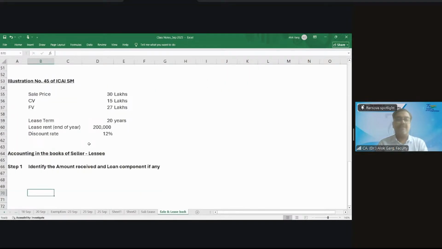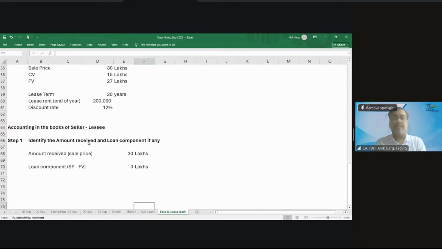What is my amount received? 30 lakhs. Is there any loan component in this case? Yes, sir, 3 lakhs. Sale price is 30 lakhs, fair value is 27. Sale price minus fair value, so 30 minus 27, 3 lakhs. That is identifying the amount received and the loan component, if any.